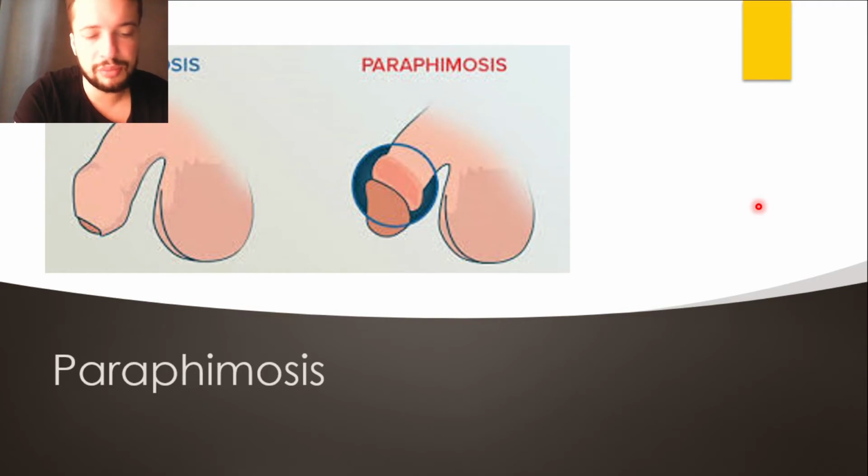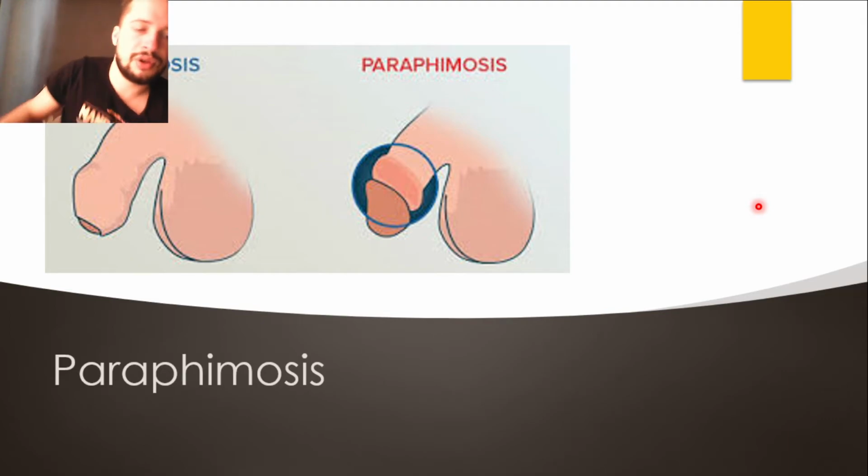Paraphimosis is defined by acute swelling and inflammation of the distal penis and glans caused by a constriction ring of tight foreskin. You see it there. Paraphimosis is a medical emergency because delay in treatment can cause maceration of foreskin and even glandular ischemia, and then necrosis of the head of the penis.